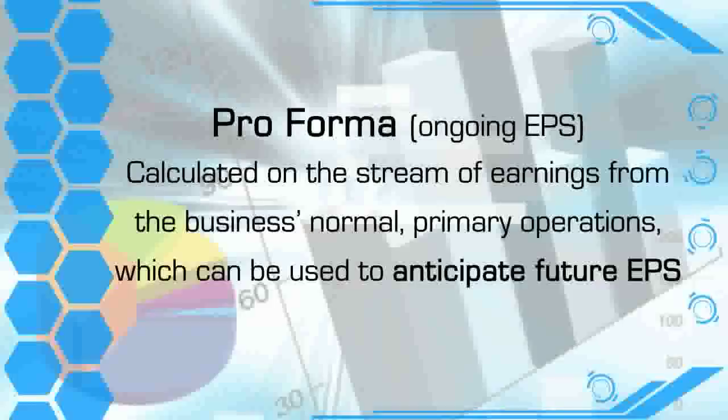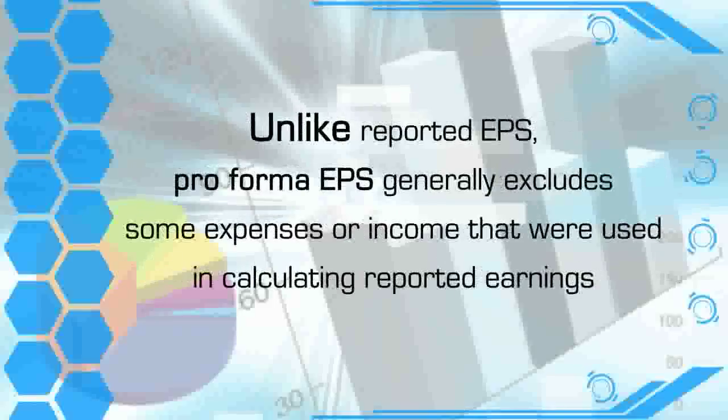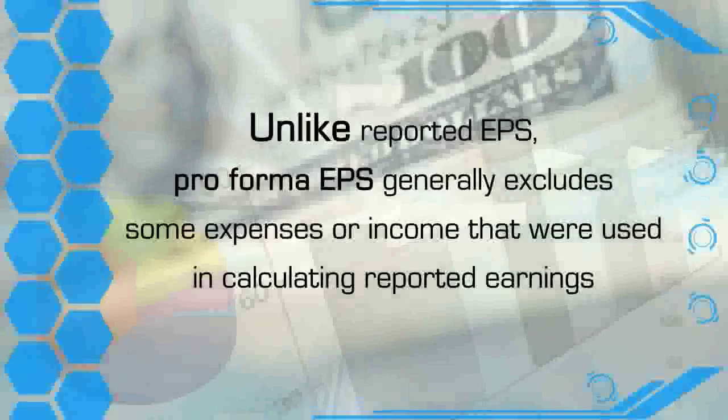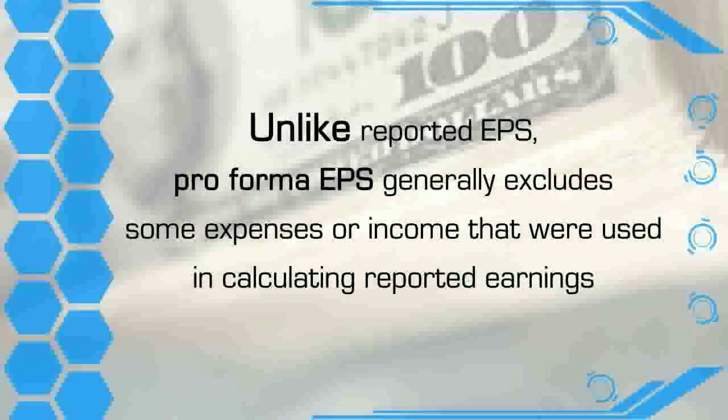Therefore, it uses a net income basis that excludes anything that is unusual or a one-time event. Exclusions can include a large one-time gain from the sale of equipment, as well as an unusual expense. Unlike reported EPS, pro forma EPS generally excludes some expenses or income that were used in calculating reported earnings. For example, if a company divests a portion of their company, it could restate historical results, deleting sales and profits from that business unit. This enables a comparable comparison to be made.